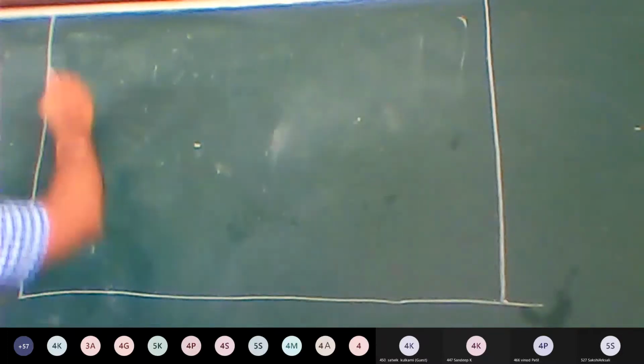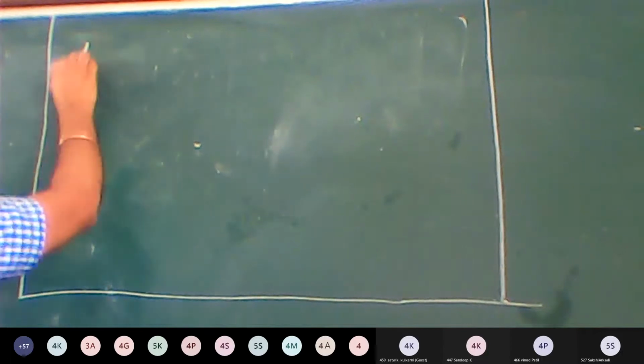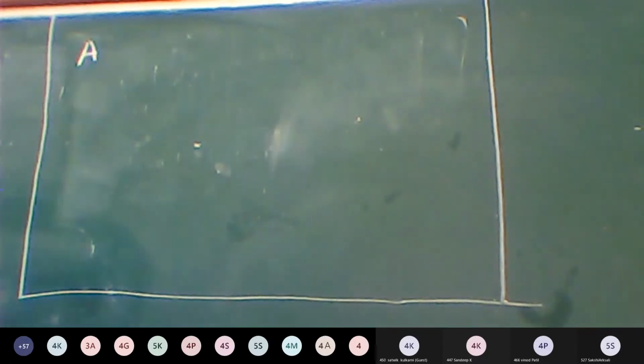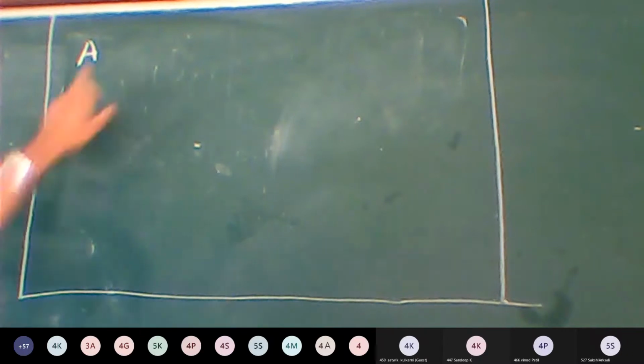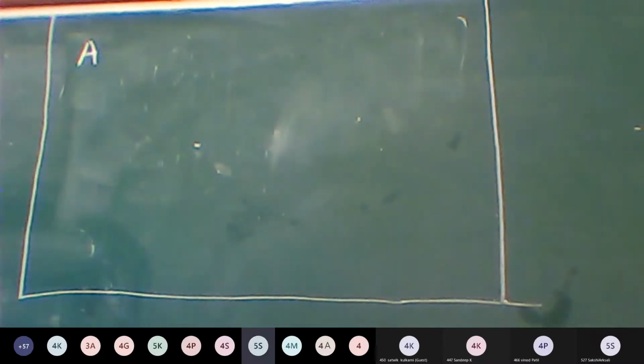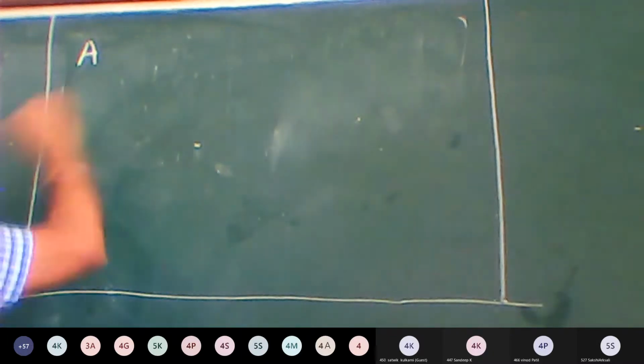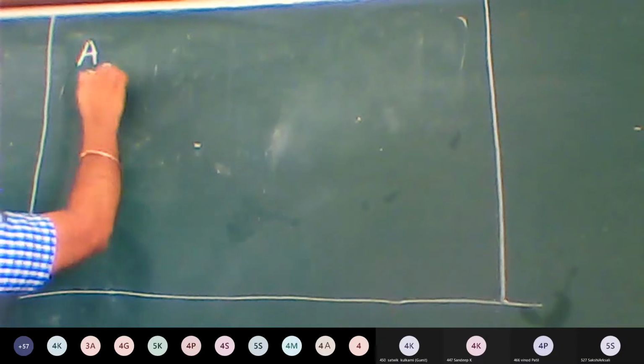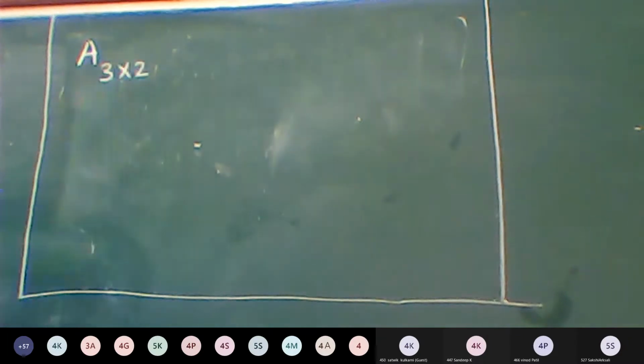Now, you probably are aware of what a matrix means. Suppose there is a matrix by the name A. Is it visible, what I'm writing on the board? Yes, sir. Okay. So there is a matrix A and assume that the matrix order is 3 cross 2.